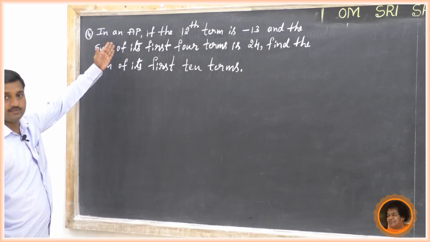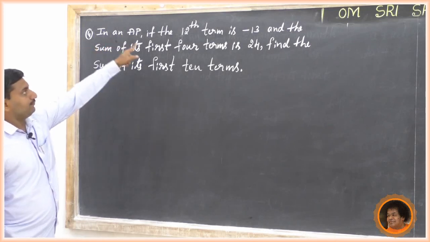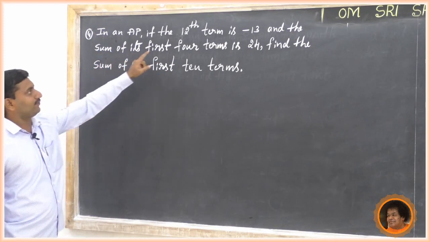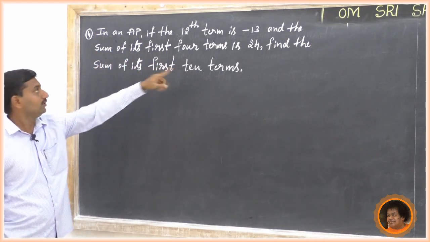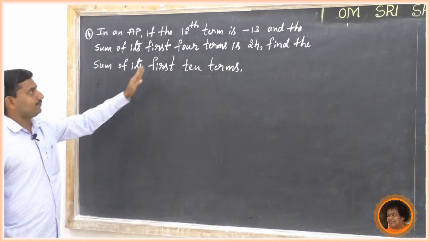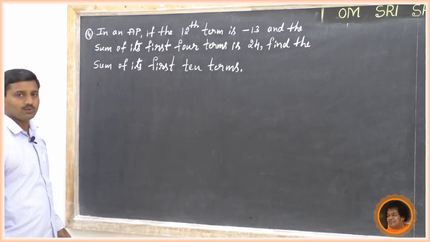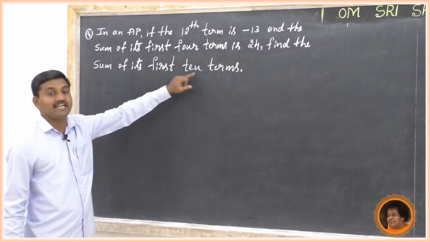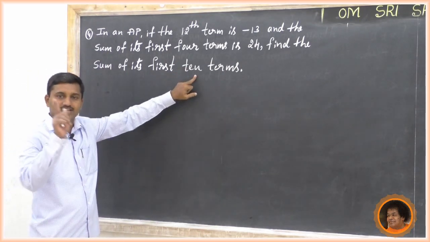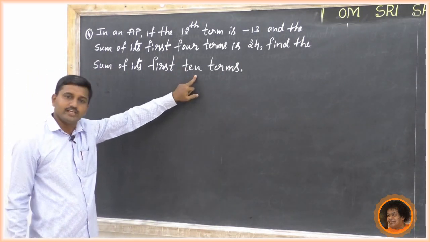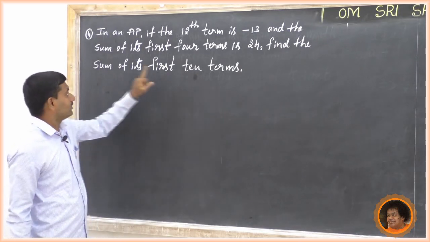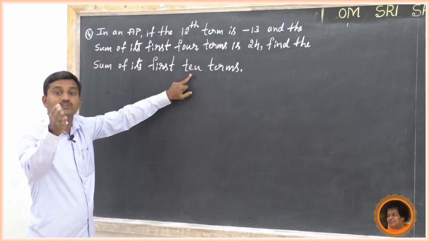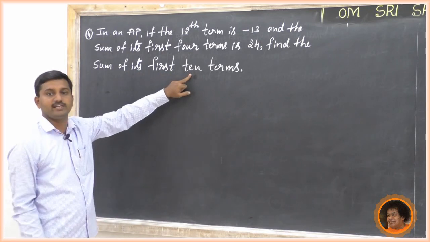Look at the next question. In an AP, if the 12th term is minus 13 and the sum of its first 4 terms is 24, find the sum of its first 10 terms. What is the question given? Find the sum of its first 10 terms. What is the formula? Sn is equal to n by 2 into 2a plus n minus 1 into d. What is the value of n? N equals 10. Value of a and d: we have to find the value of a and d. How?